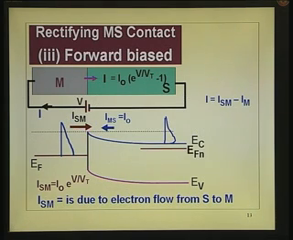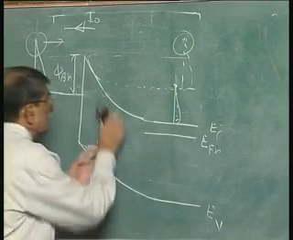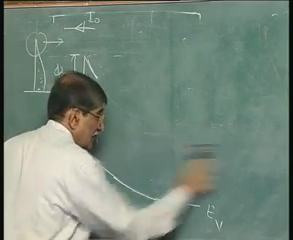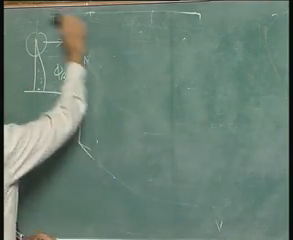Forward bias: metal made positive with respect to the semiconductor. What happens now? Now, let me remove this point. Let us redraw that. I have drawn that already there. I just want to illustrate it to you with that.